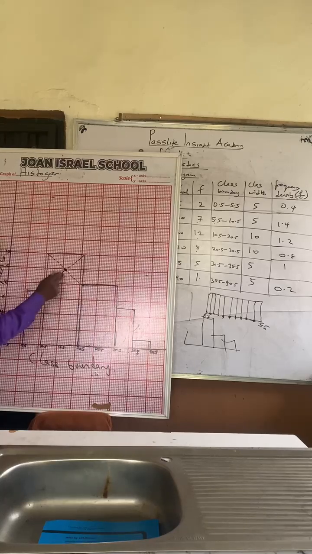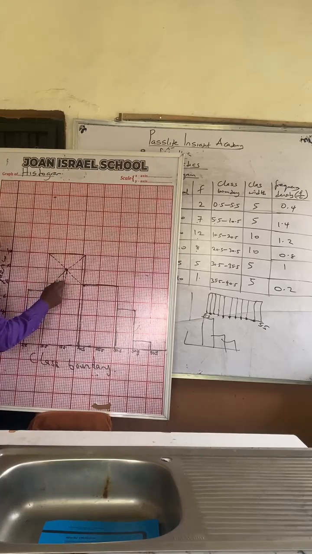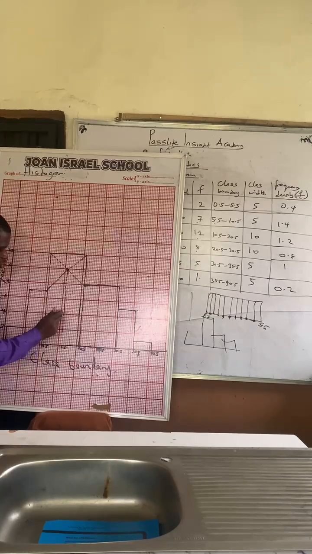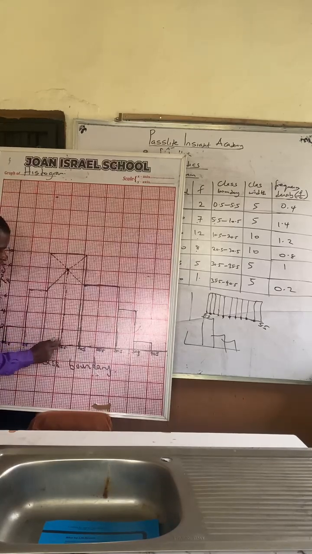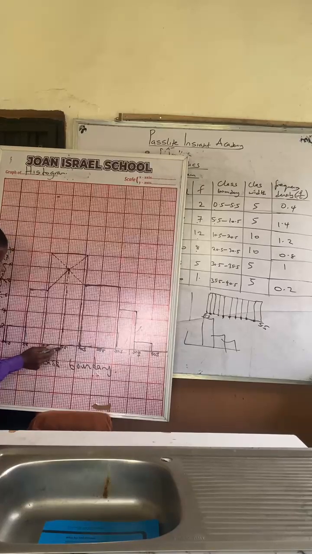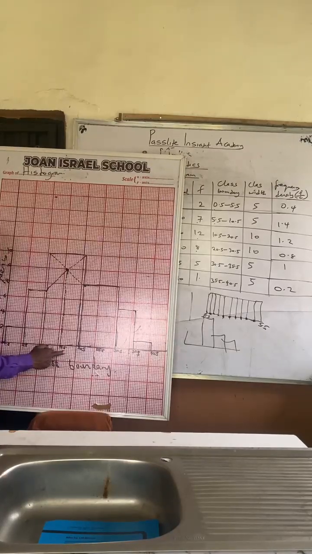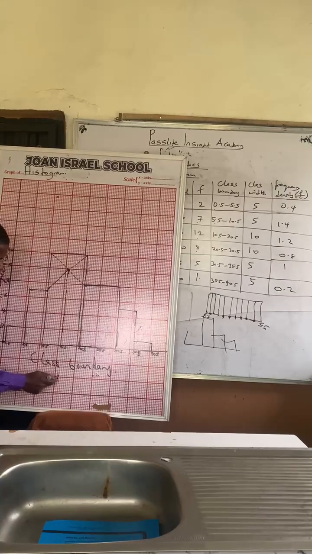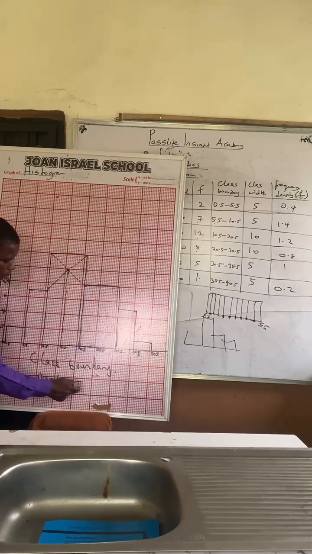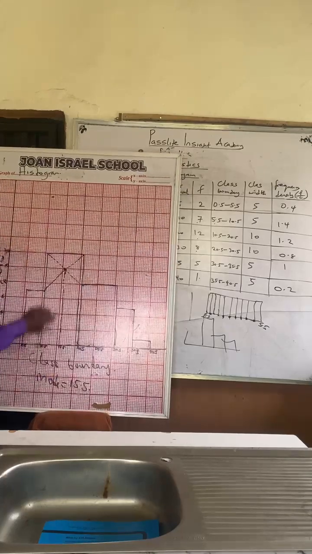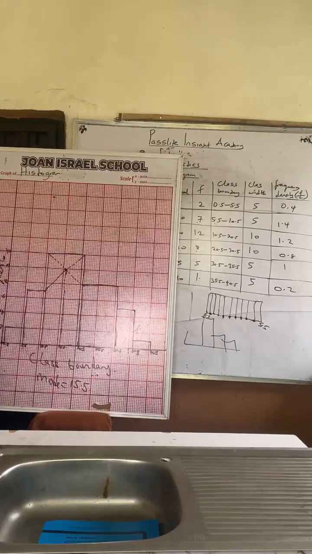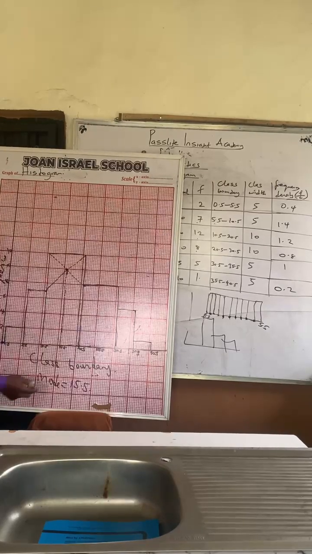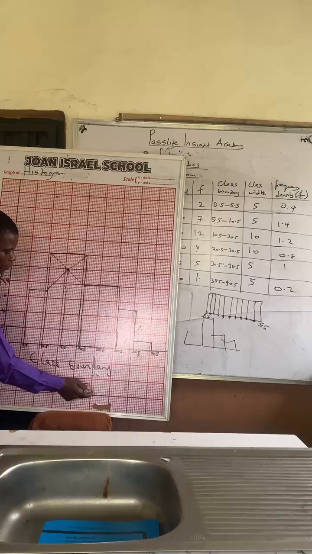So that two lines, you bring it down. So these two lines, you trace it down. So when you trace it down, I'm having 15.5 as my answer. So 15.5 is the mode of this particular diagram. So if you use formula 2, at the end of the day, you still have 15.5 as your mode. So your mode is 15.5.